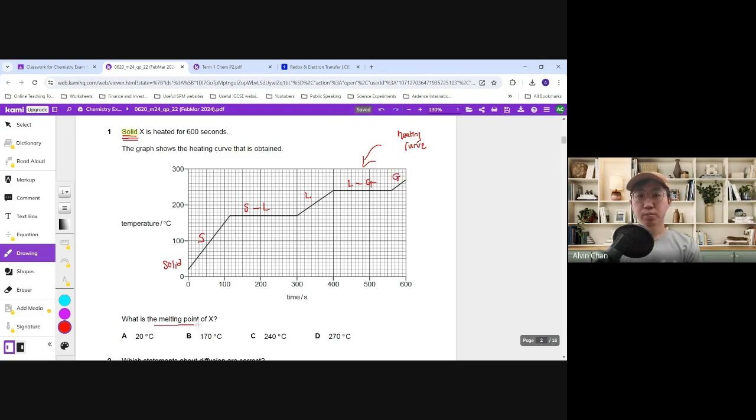Now, what is the meaning of melting point? Melting point means you are melting like ice, solid, drop to liquid. So we are looking at this, and therefore this is below 200. So this is absolutely nonsense. And I'm very confident the answer is B.